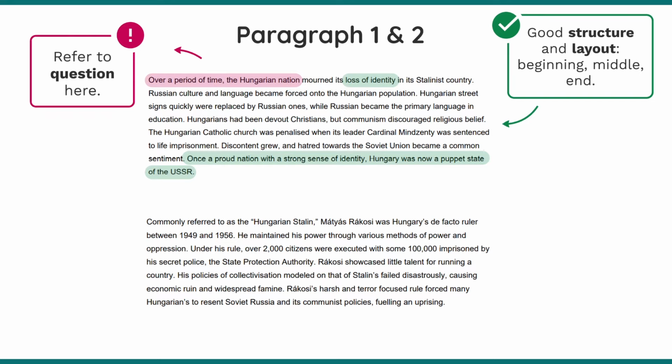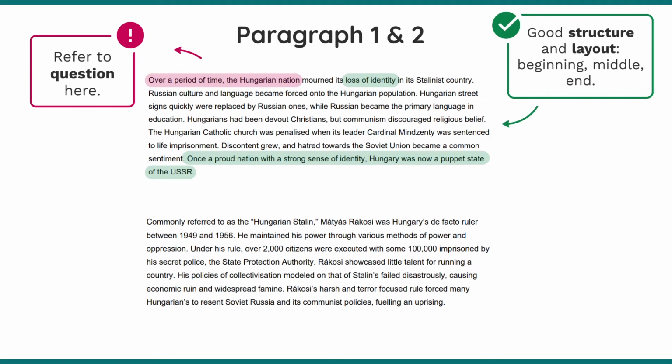Does it do that? The end of this paragraph finishes with, once a proud nation with a strong sense of identity, Hungary was now a puppet state of the USSR. So that's a good summation of the bits that I've put in the middle there in relation to loss of identity. All of that meant that Hungary was now a puppet state. So that's me summarising what I've said. Okay, that's fine. Again, it would be nice, first of all, if you might just briefly explain what a puppet state is to show that you know what that actually is. And to maybe refer back specifically to the question there if you haven't done it at the start.